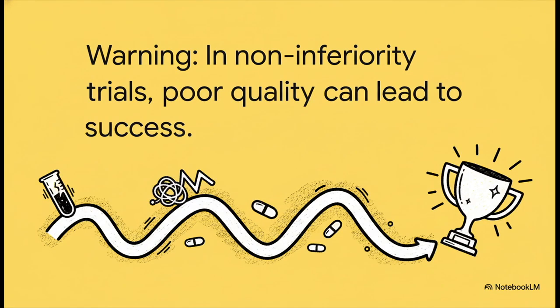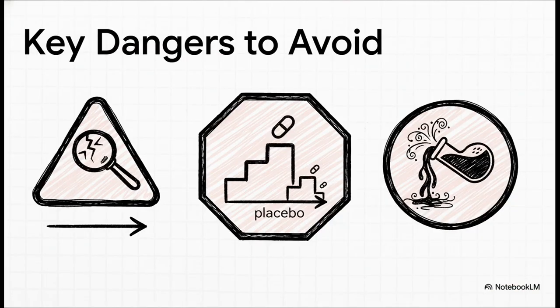In a normal superiority trial, being sloppy, poor patient compliance, messy data, usually means you fail, because it hides the real effect. But here, it's the exact opposite. Poor quality actually helps you. It blurs the real differences between the treatments, making them look more similar, and making it way too easy to incorrectly conclude that you're non-inferior. It's crazy. So you've got to avoid these 3 killers.